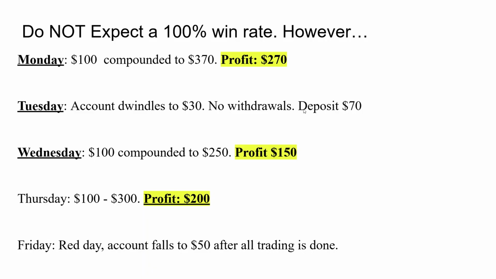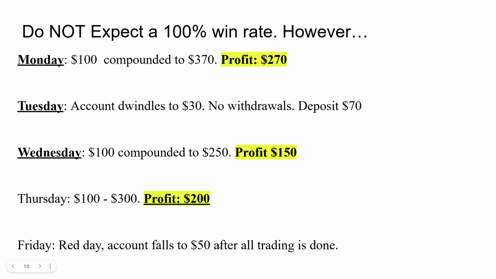Okay. What you have to do then is deposit 70 bucks to keep it going. Right. Wednesday, you managed to compound 100 bucks to 250. Awesome. You go ahead and pull that out. You've made 150 bucks for the day. Then Thursday, you managed to compound $100 into 300 bucks for $200, right?